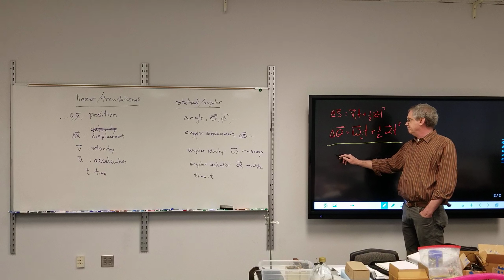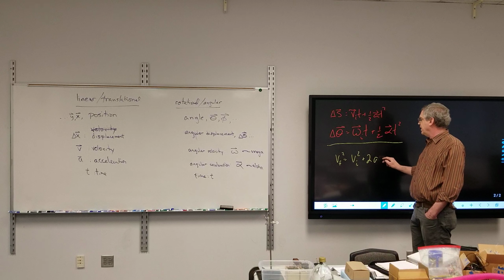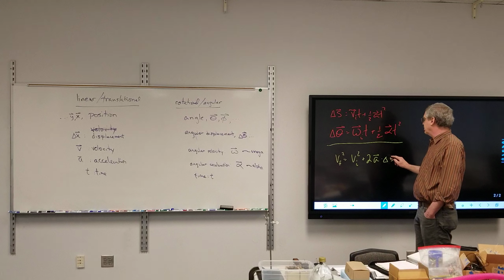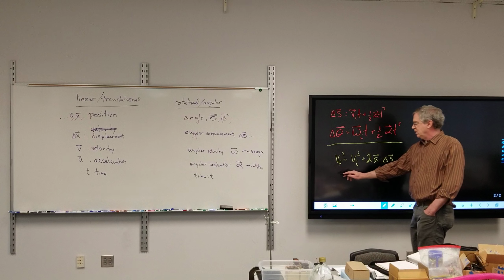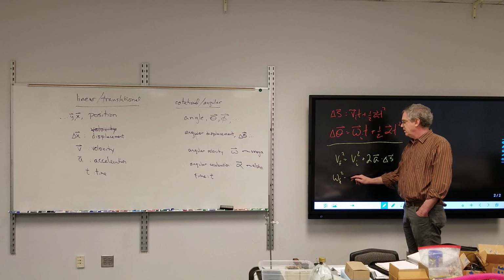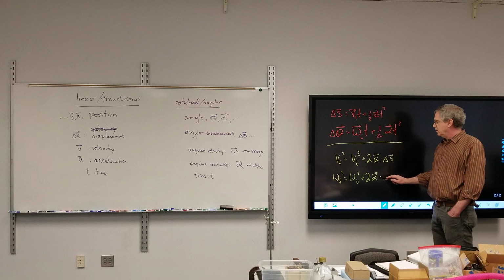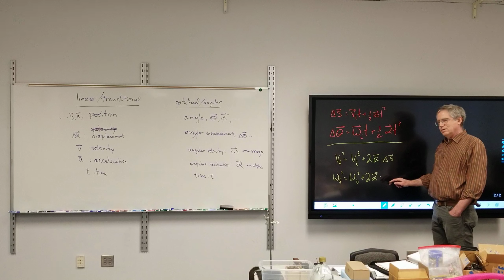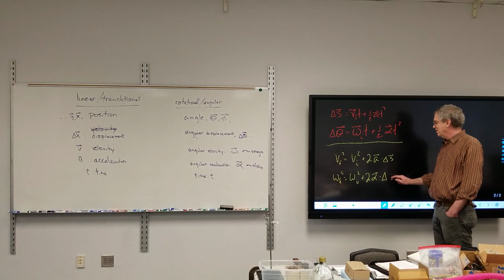Let's take v_f squared equals v_i squared plus 2a dot delta x, whatever you're using. What would the rotational analog be? Omega final squared equals omega initial squared plus 2 alpha times displacement, delta theta.